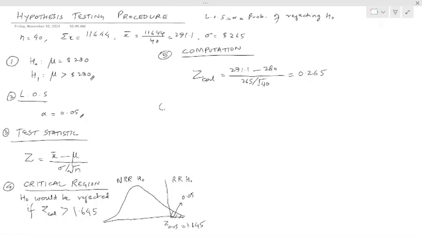So we write down in the next step our decision based upon the same information. So what we do, we specify the reason since Z calculated does not fall in the rejection region.